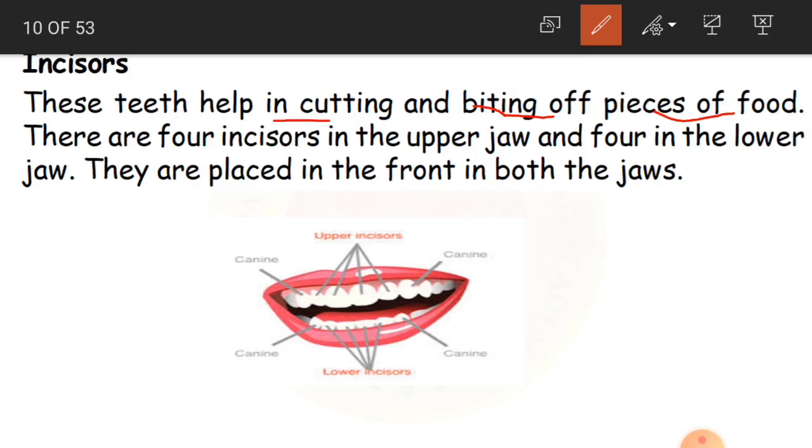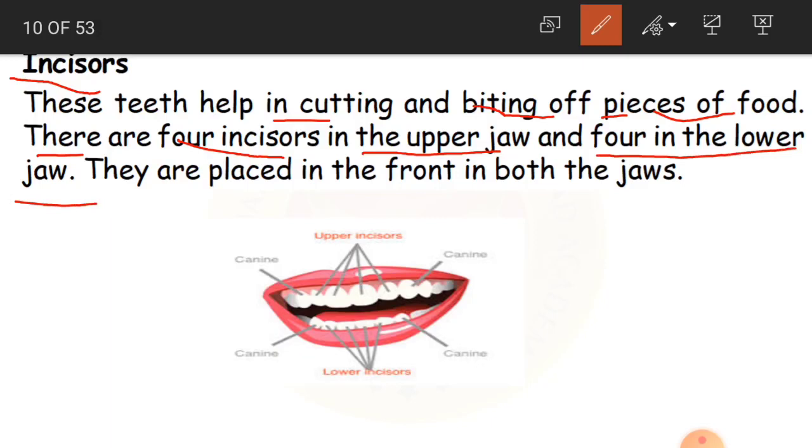So we have to cut and bite it into small pieces, then only it will get digested. So these teeth, the incisors, are going to help us to cut and bite off pieces of food, making our food into small pieces by biting it. And there are four incisors in the upper jaw and four in the lower jaw.